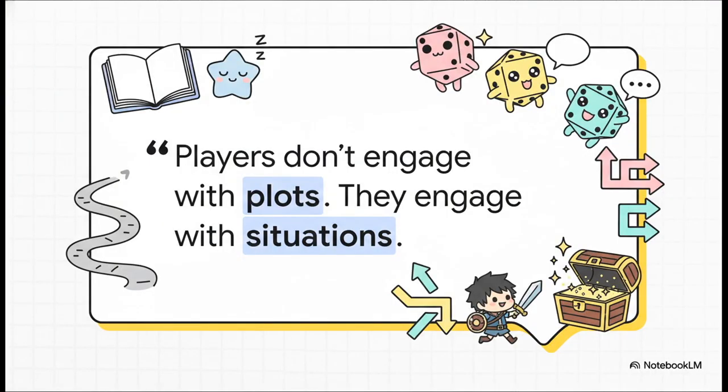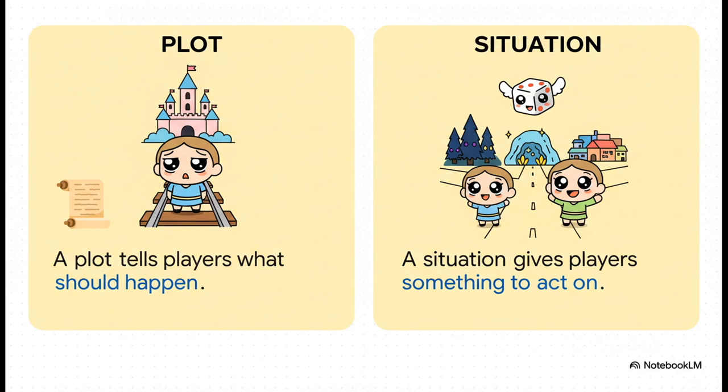A plot is passive. It's a script, a pre-planned series of events that are supposed to happen in a specific order. But a situation is active. It's a problem, a choice, a dilemma that you drop right into the players' laps, and it just demands a response. Think of it like this. A plot is a railroad track. It tells players where they should go. A situation, though, drops them at a crossroads.